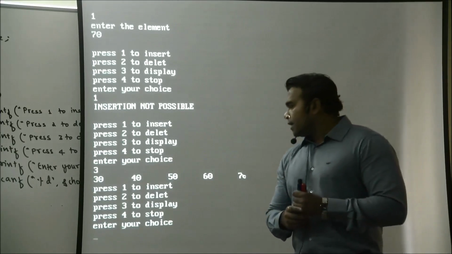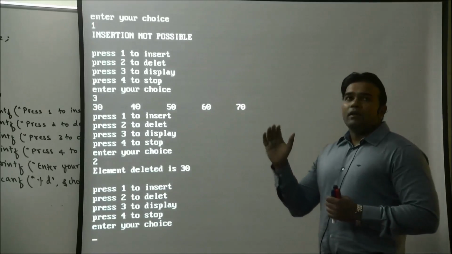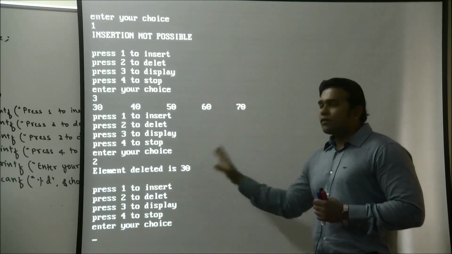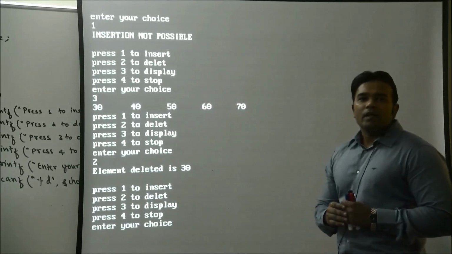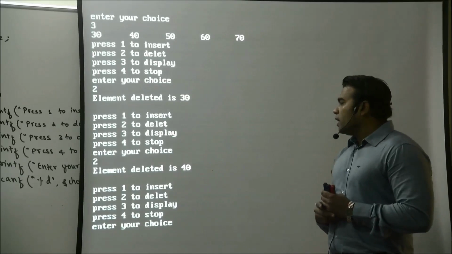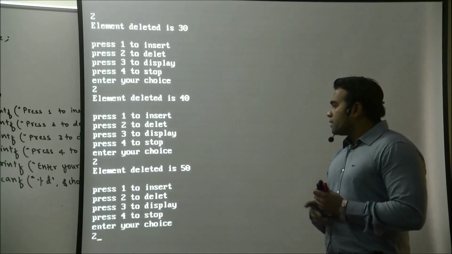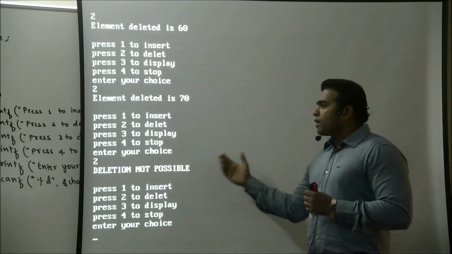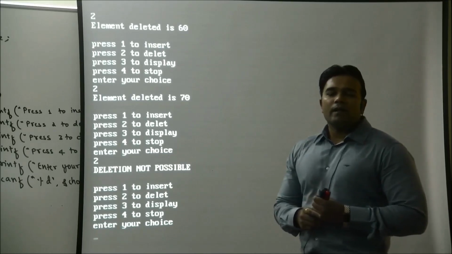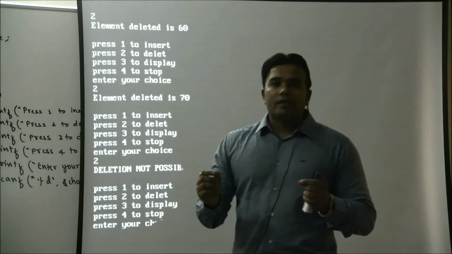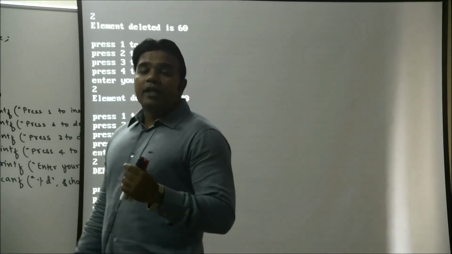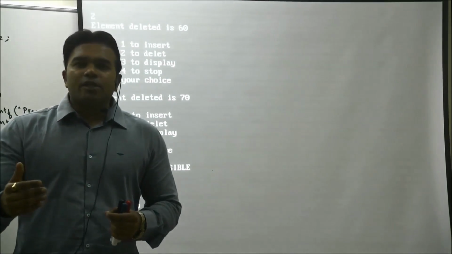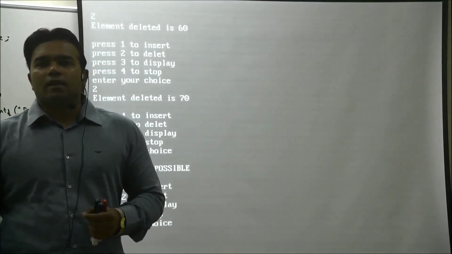Now if I delete, then obviously first in, first out. Out of all these elements, the first one to get in was 30. So the first one to get deleted is also 30. Again delete, 40. Again delete, 50. Again delete, 60. Again delete, 70. Now that everything is deleted, again delete, I will get the output deletion not possible. In simple words, whatever limitation we had in an ordinary queue, we have been able to overcome in this one. That is the circular queue.